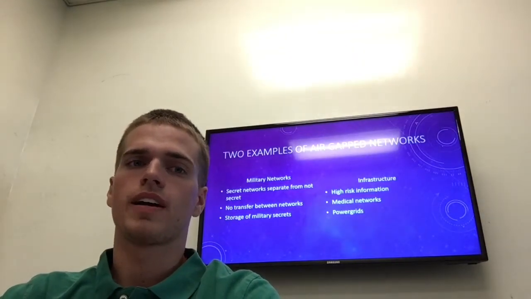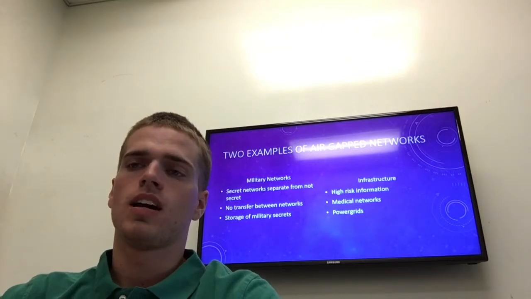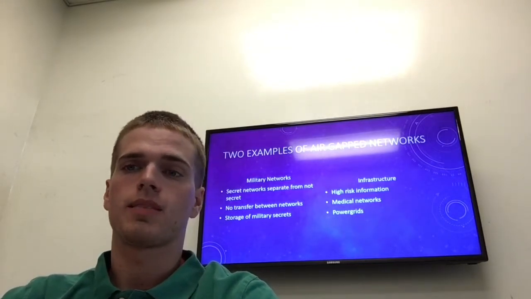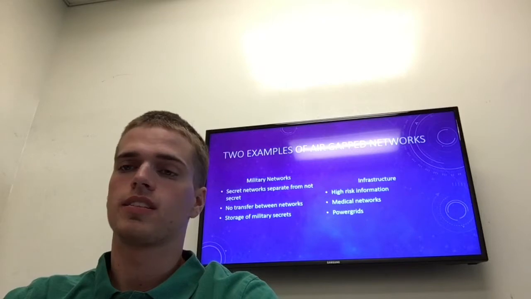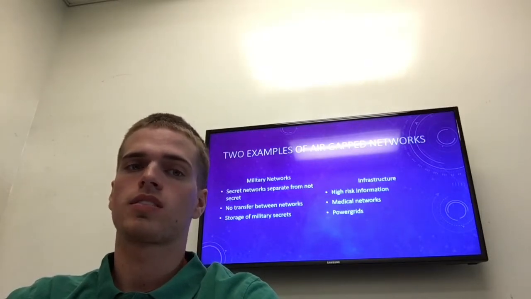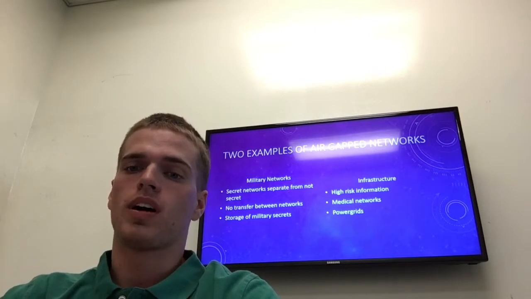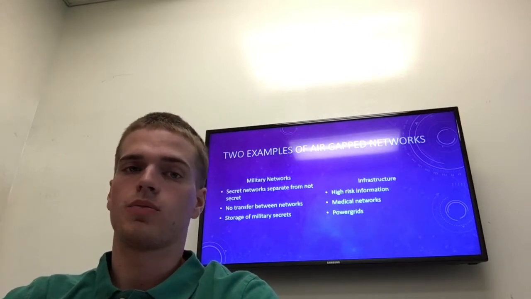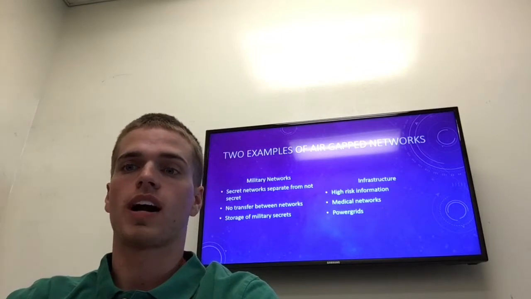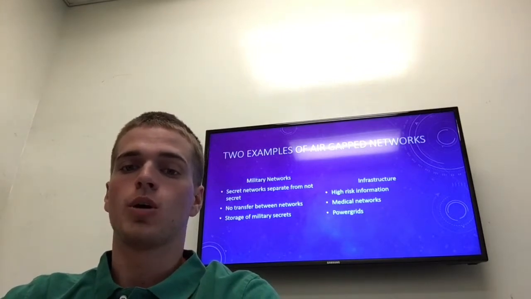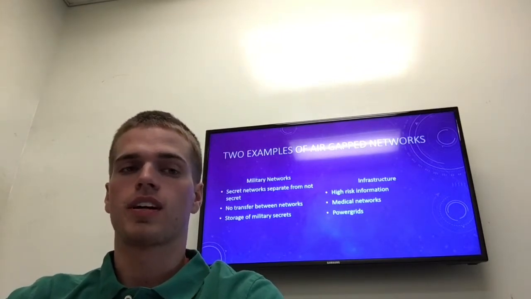Two examples of air gap networks where you might see them today. The military would be a prime example. Much of their secret information is stored on air gap networks. These networks are completely separate from non-secret networks, require some different form of access to get on, and would be labeled very well as to what kind of network they are. No transfer would be allowed between a secret network and a non-secret network.